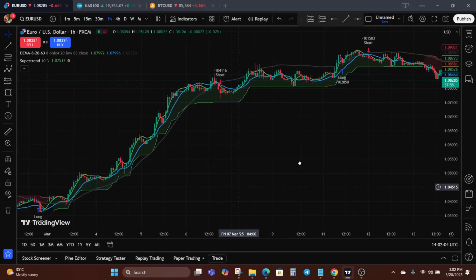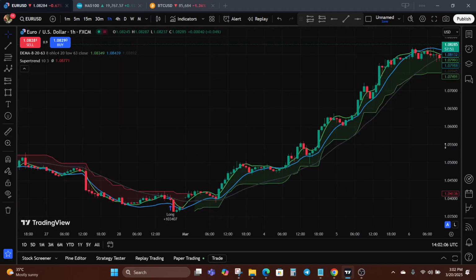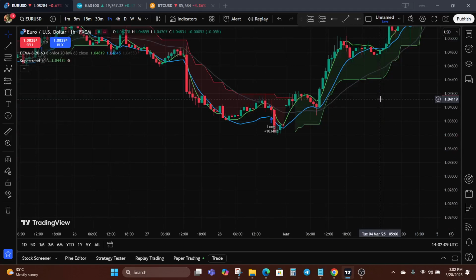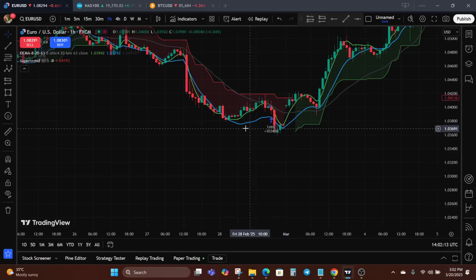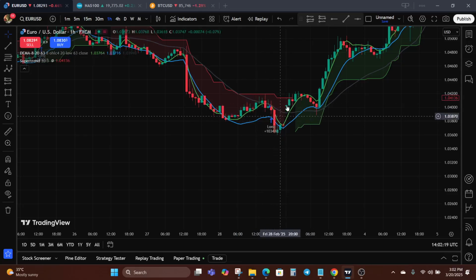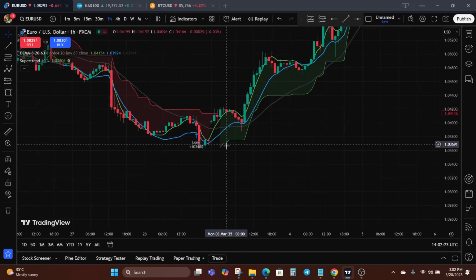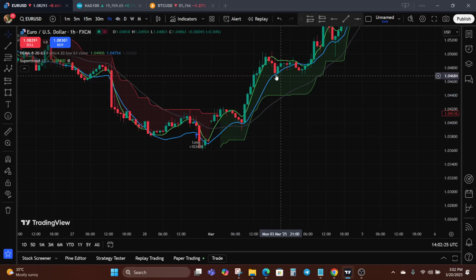All right, you can see, for example, look at what we had here. The DEMA, first of all, gave us a buy signal right around here. Can you see that? And then the SuperTrend actually confirmed it. You can see with this green area and the green line. Okay, so watch out for trend identification with the DEMA, and then make your confirmations with the SuperTrend.